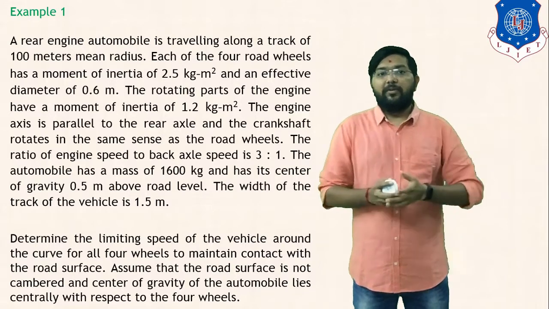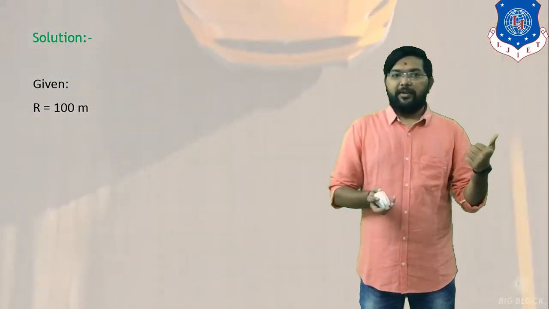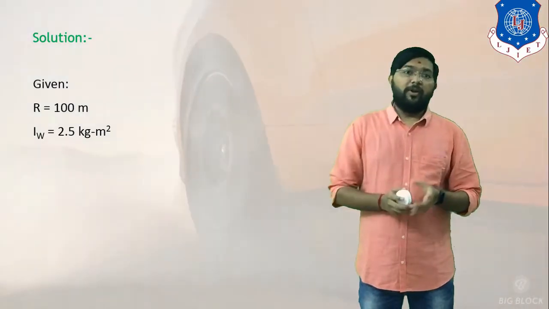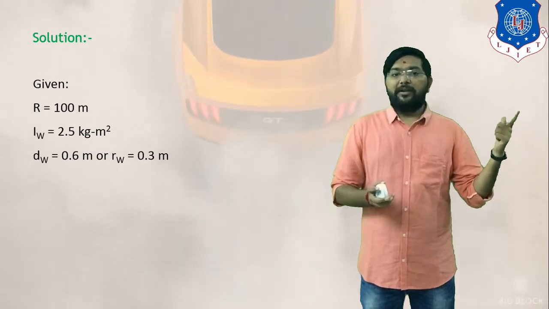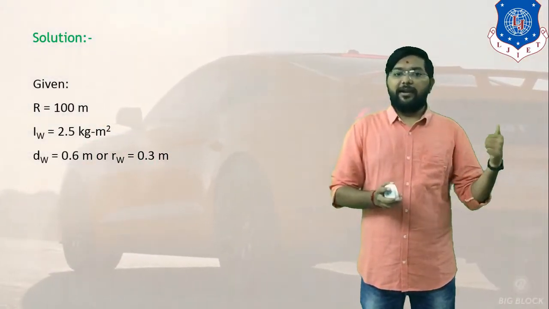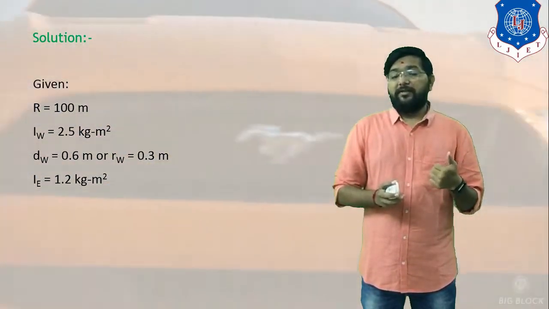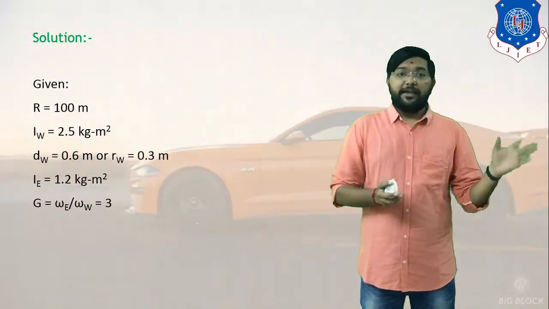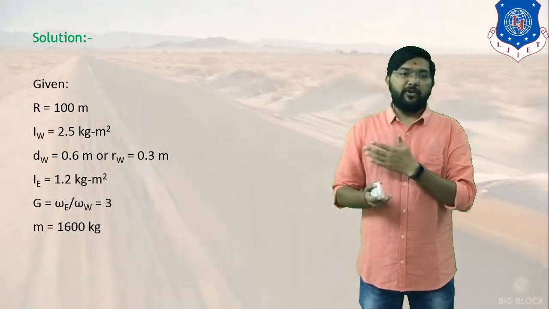Clear? Okay. Now we start to solve this numerical. First of all, we list out the given data. Capital R, the radius of curvature, is 100 meter. Second, IW, the moment of inertia of the wheel, is 2.5 kg meter square. Third, the diameter is 0.6 meter, based on which you can find the radius, that is 0.3 meter. Next, the moment of inertia of the engine is 1.2 kg meter square. Gear ratio is 3. Next, the mass of the body is 1600 kg.